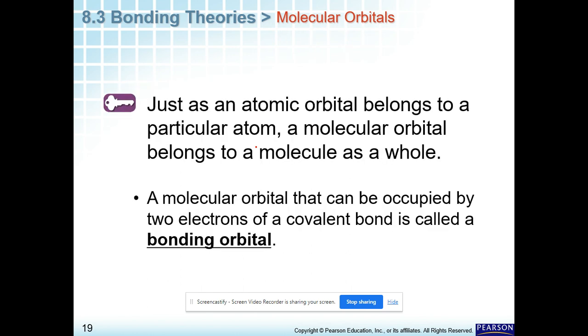So just as atomic orbitals belong to a particular atom, molecular orbitals belong to a molecule. For example, H2O has its own molecular orbitals. And when these molecular orbitals actually bind together 2 elements in a covalent bond, we call them bonding orbitals. For example, there is a bonding orbital between the hydrogen and oxygen in H2O.